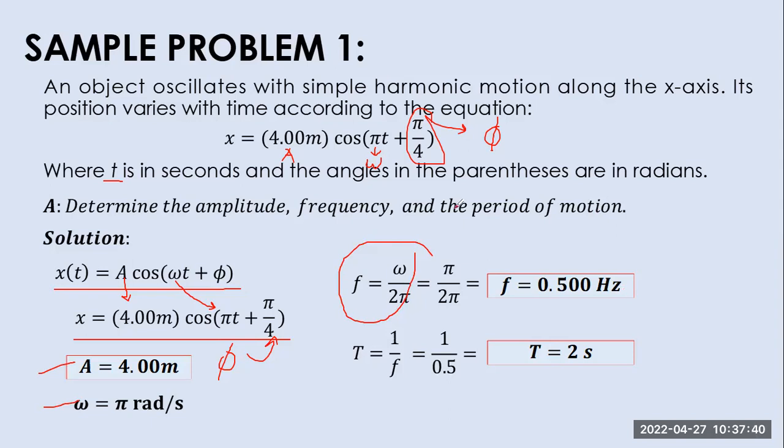The next is our period. Our period is just the inverse of our frequency. So, our period is equal to 1 over the frequency, or 1 over 0.5, which is 2 seconds. Our period is 2 seconds. So, we got our frequency and then our period of motion.